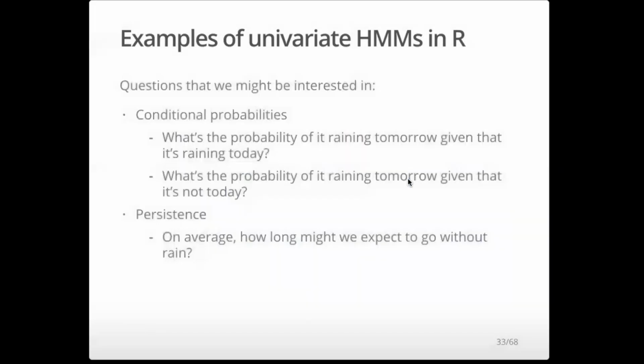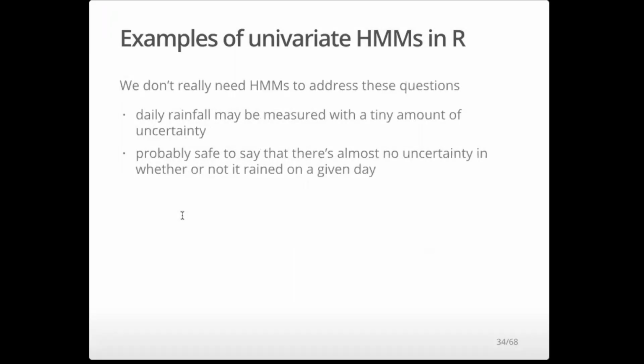Okay, so questions we might be interested in with this data are things like: what's the probability that it's going to rain tomorrow given that it's raining today? Or what's the probability of it raining tomorrow given that it's not today? Thinking about persistence, how long on average might we go without experiencing any rain? These are all things that you could calculate directly from the data, given that we assume the data doesn't have any observation error. But just for practice, we'll use an HMM to answer those kinds of questions.